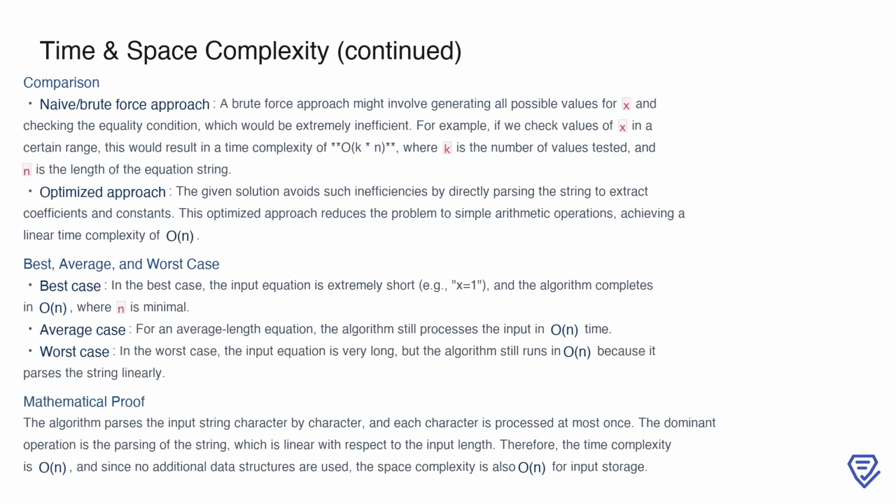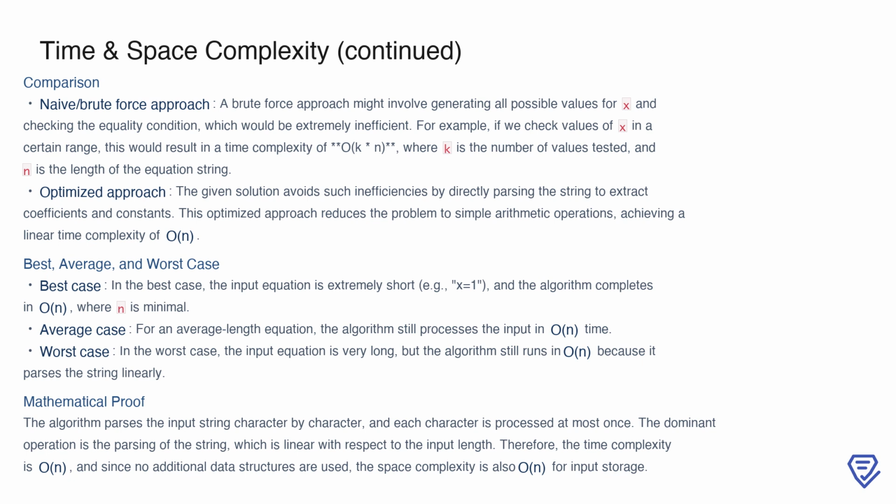To put everything into perspective, let's compare this optimized solution to a naive or brute force approach. In a brute force method, we might attempt to test all possible values for the variable x to solve the equation. For example, if we test k possible values for x, and for each value, we check the entire equation string, the time complexity would be k*n, where n is the length of the string. This approach is highly inefficient, especially for large inputs, as the number of possible values for x can grow exponentially.